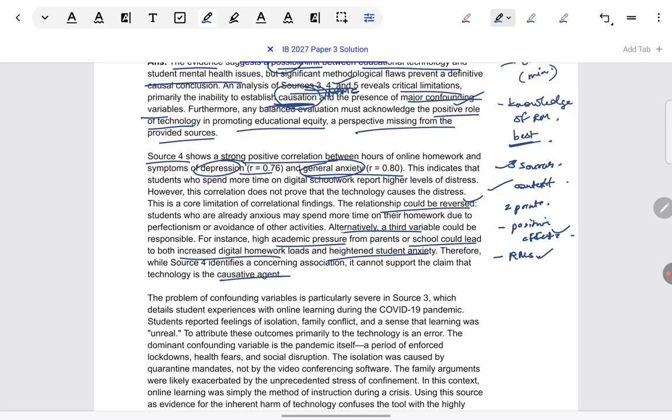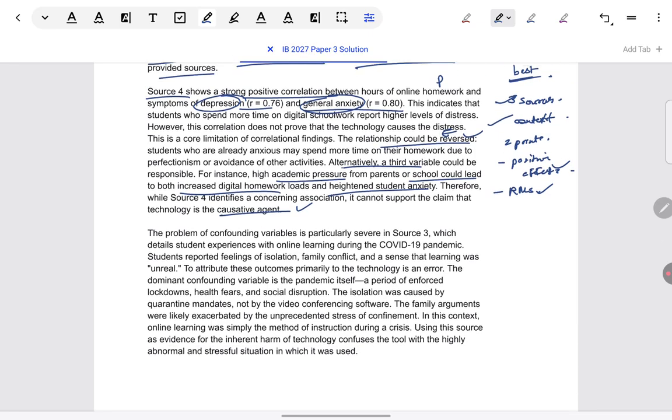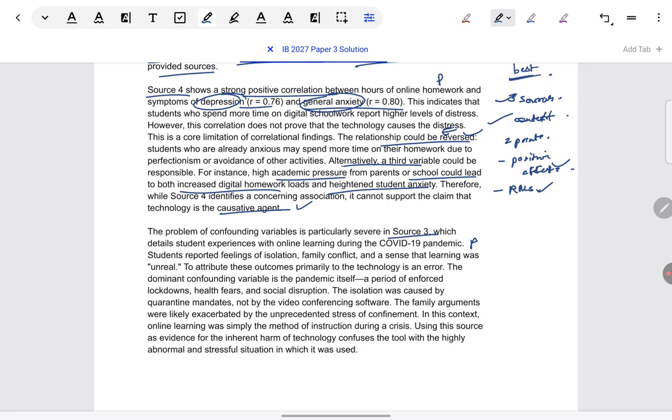So my whole paragraph in the PEEL format is about source 4. Then coming to source 3, same thing, PEEL format. Please pause the video and read if you feel I'm going fast. Here also, same issue, confounding variables could be there.